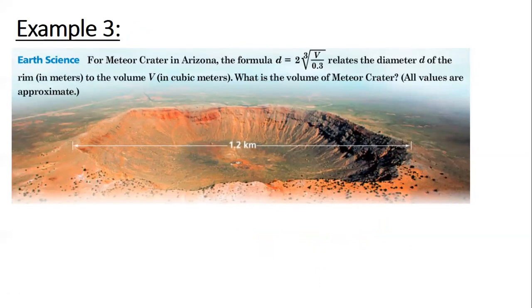Okay, for meteor crater in Arizona, the formula D equals 2 cube root of V divided by 3/10 relates the diameter D of the rim in meters to the volume V in cubic meters. What is the volume of the meteor crater? All values are approximate. Okay, well, notice here how our diameter right here that's given to us, it's in kilometers. But what are the values in the formula? Meters, right? The values in the formula are in meters.